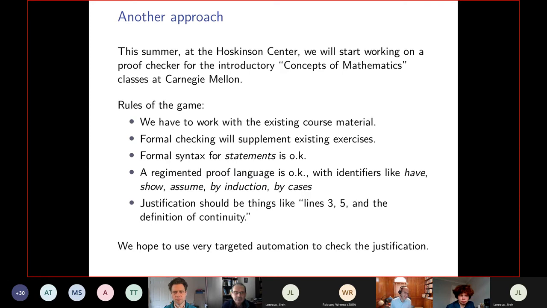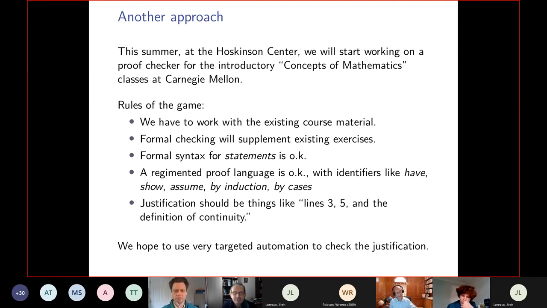The rules we've set ourselves are that these courses exist. They've been taught for a number of years. They're taught by a team of instructors. They've got their teaching materials. We're not going to change the materials or the curriculum dramatically. People have been dickering over the curriculum. We're going to figure out how to work with the existing course material, but we're going to try to find a way to design a proof checker that they can use.